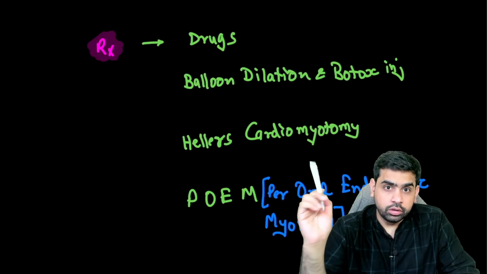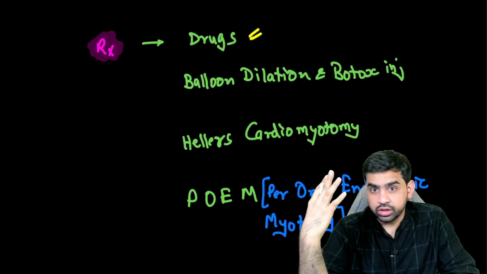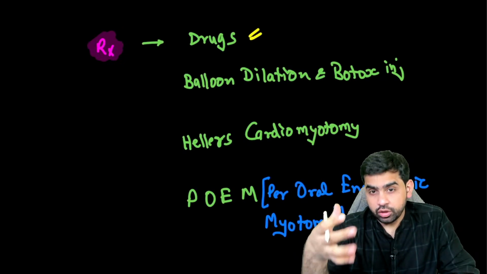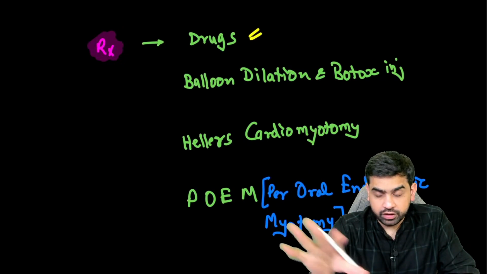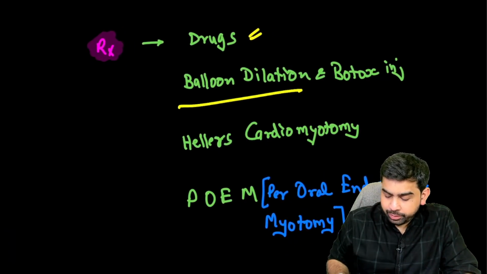Okay, now what about the management? So management is basically, first you can go ahead with the drugs, the calcium channel blockers and all those particular things you can try, which might help relax the lower esophageal sphincter, but many times they are not that helpful. Now in the endoscopic management, you can have a balloon dilatation or Botox.